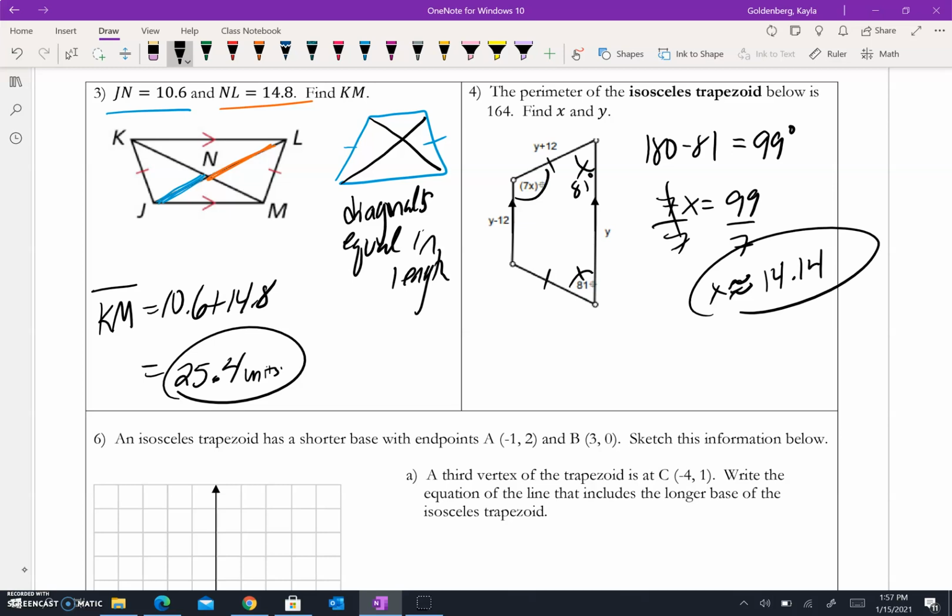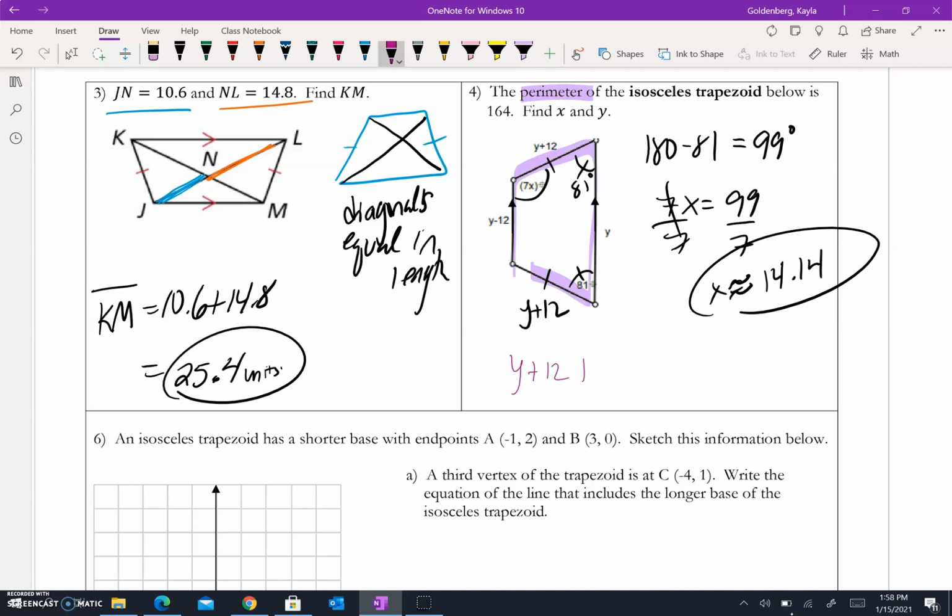And then to find my y, I know that the two sides are equal, right? Because of isosceles, it's kind of like an isosceles triangle on its side. It almost looks like something like this, but with a trapezoid shape. So if I know the perimeter is 164, that means all of the sides added together would equal that. So I'm just going to sum them all up.